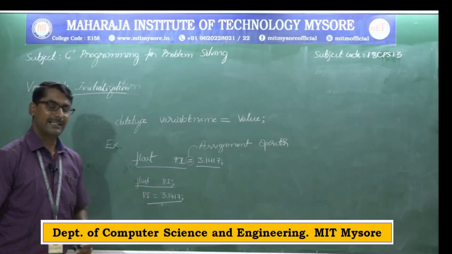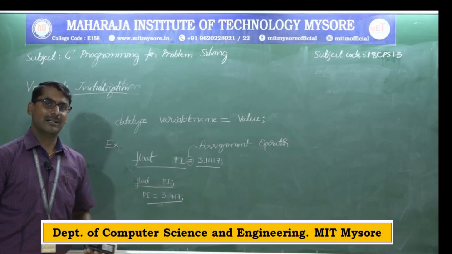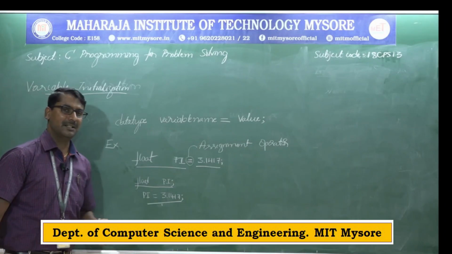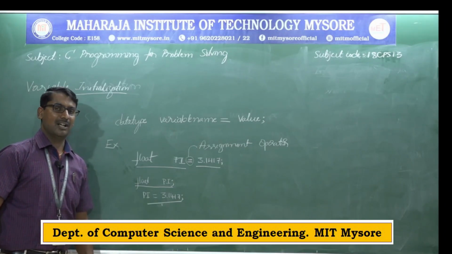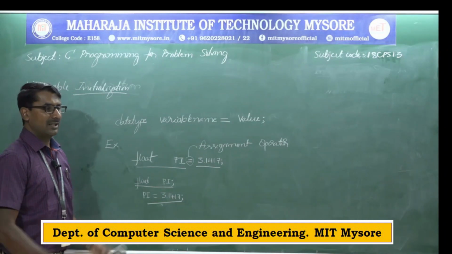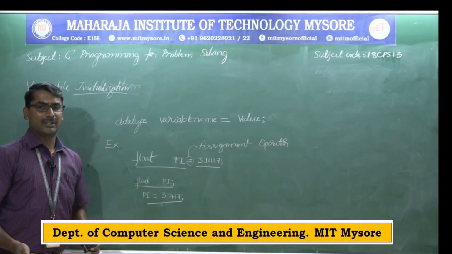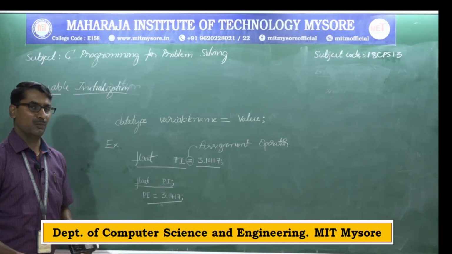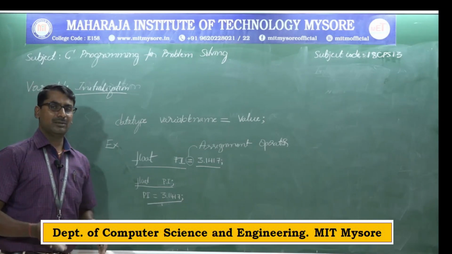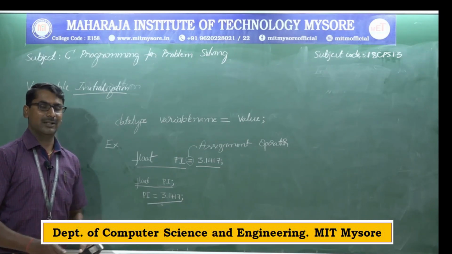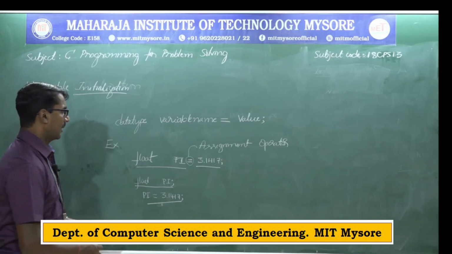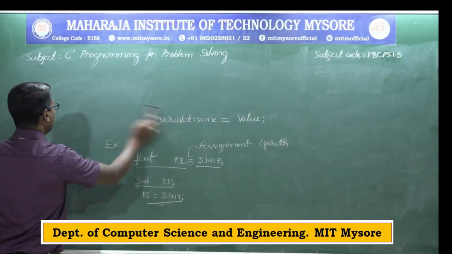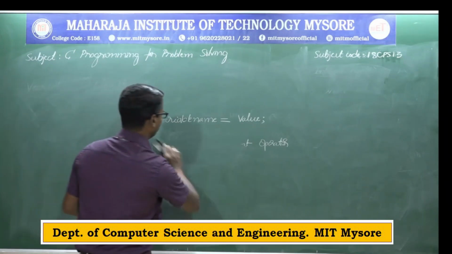If you do not assign a value to the variable, the variable will contain unknown values or garbage values. So without variable initialization, the variable contains a garbage value. If you use it directly, your computation will give wrong output. So before using that variable, we need to assign some values. Okay, this is variable initialization. The next is assigning values to the variables.